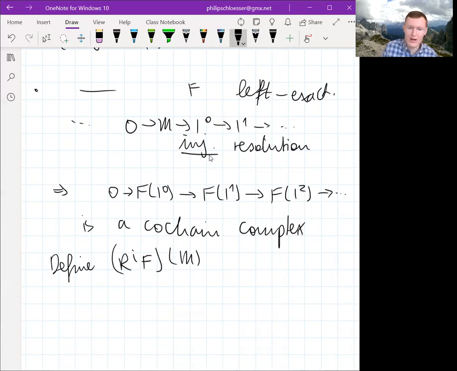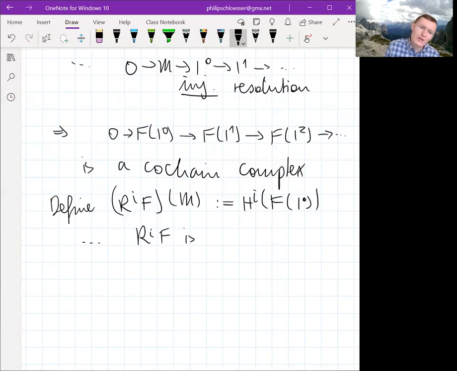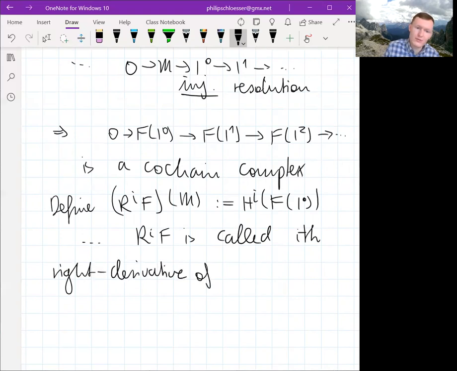And we call this one R^i F of M, the ith cohomology group of the cochain complex F(I^•). This way we define what's called the right derivative, the ith right derivative of F. And again, the 0th right derivative is F itself.